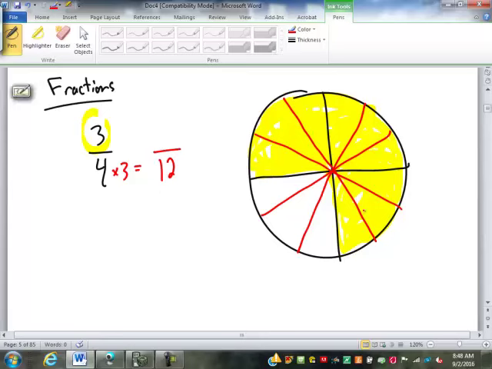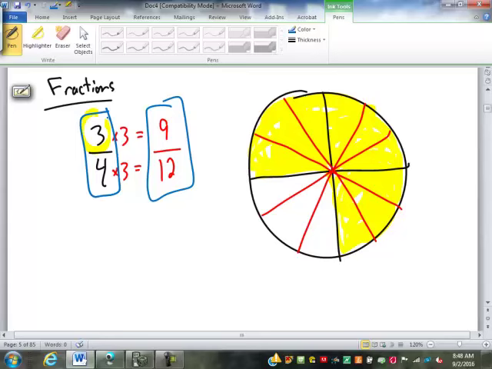How many pieces do I have? 9. I had 3 before. Each got cut into 3, so 3 times 3 makes 9. So what I have there right now is 9/12. Do I have any more or less pizza than I did before? No. So 3/4 and 9/12 both represent the exact same amount.